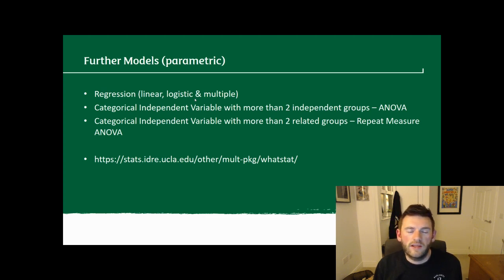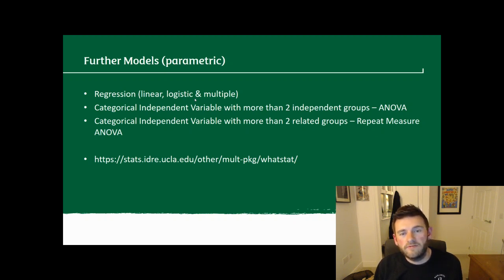Regression, you can have linear regressions, logistic regression, multiple regression, and the different types just depend on the types of measures that you've got in your model. So it depends on the types of variables, types of outcomes you've got. If it's a linear regression, you've got a continuous outcome. If it's logistic, you've got a categorical outcome. And if it's multiple, you've got obviously multiple outcomes.